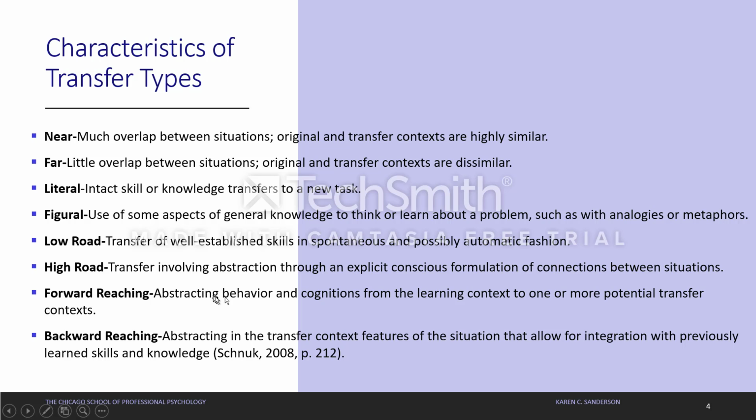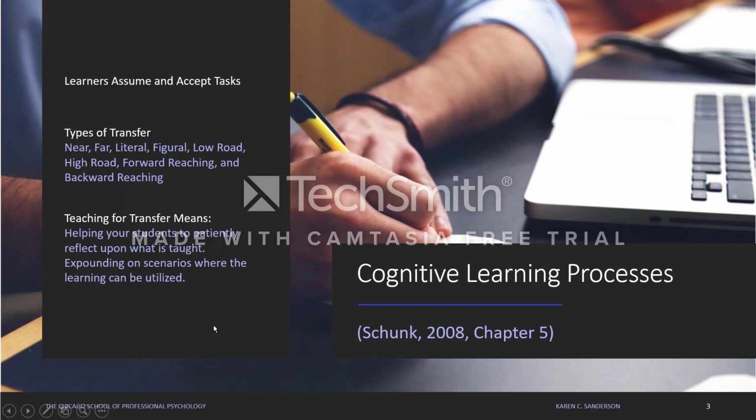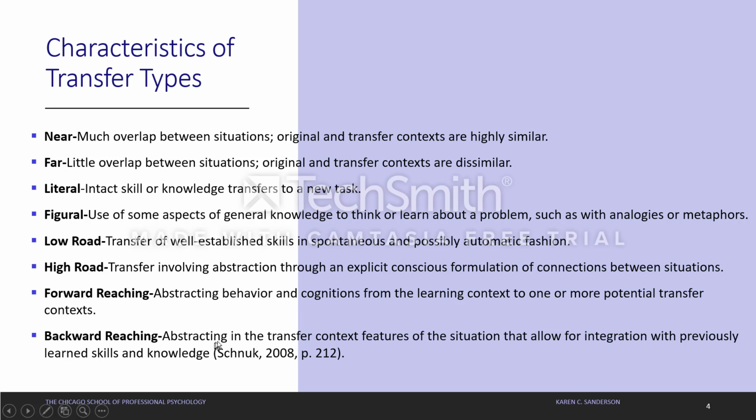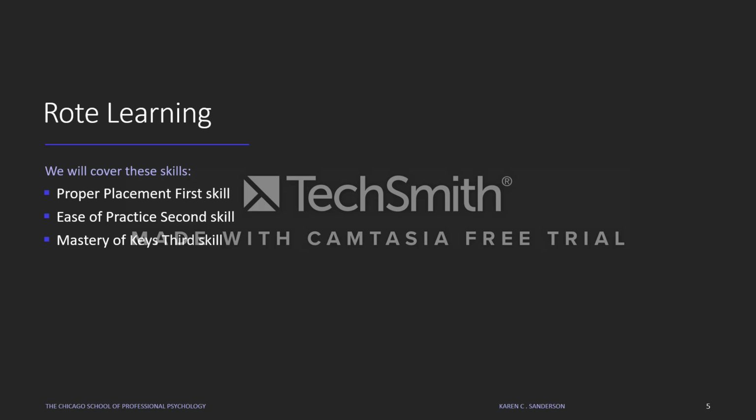Forward reaching, abstracting behavior and cognitions from the learning content to one or more of the potential transfer contexts. Backward reaching, abstracting the transfer context features of the situation that allow for integration with previously learned skills and knowledge. These are all from Schunk's Table, 2008, page 212.